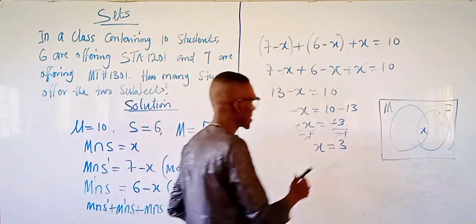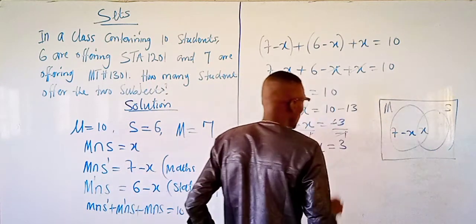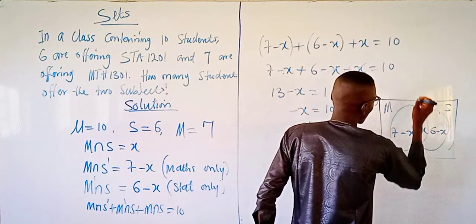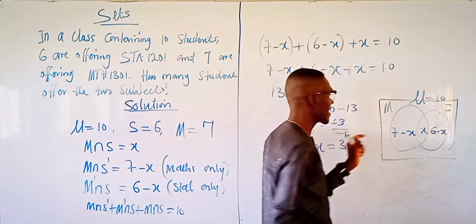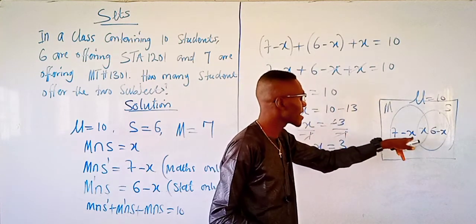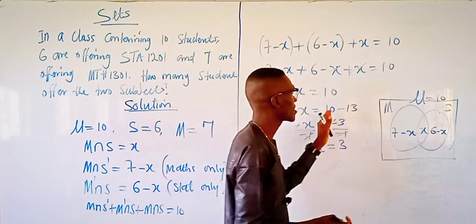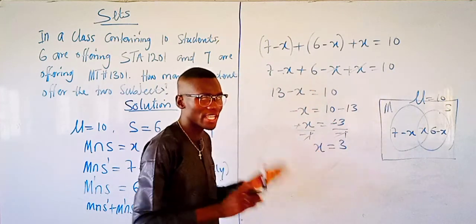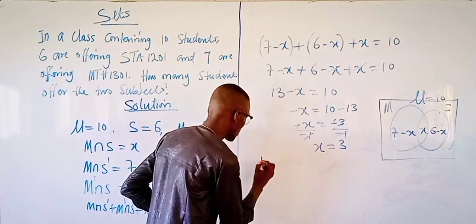Now for M alone, can you see? It's 7 minus X, right? So for this region, I'll be having 7 minus X. For statistics alone, we said it's 6 minus X. But we said this very region is the universal set, and we said it is 10. The reason why I'm subtracting X, we already discussed here. So you just sum up this, then you get what we are having here. If you like, at the end, you can now draw the Venn diagram for the answer, because you've calculated everything, right?